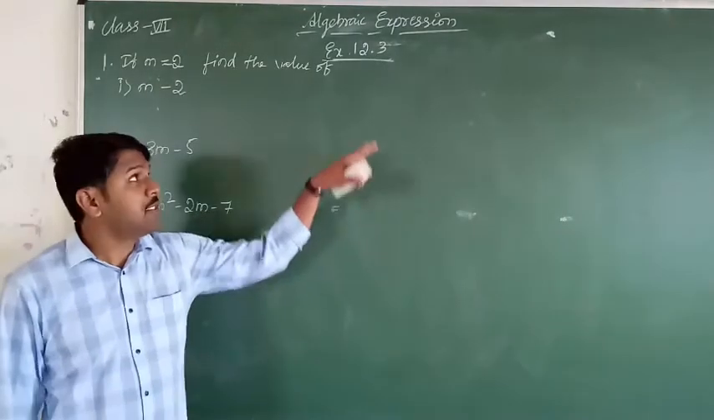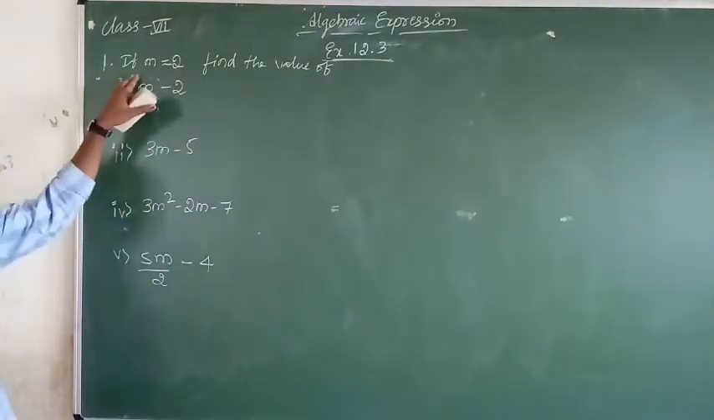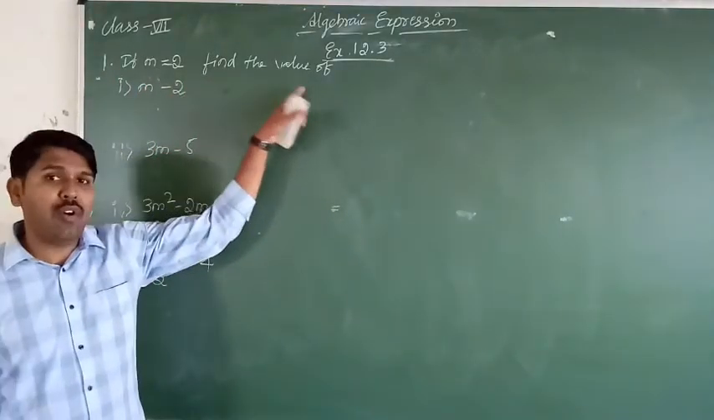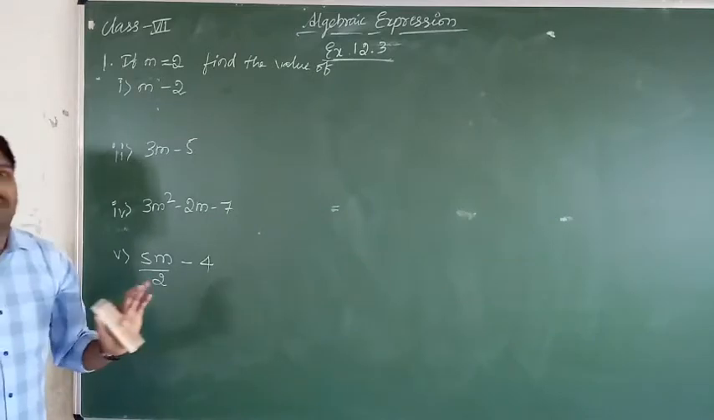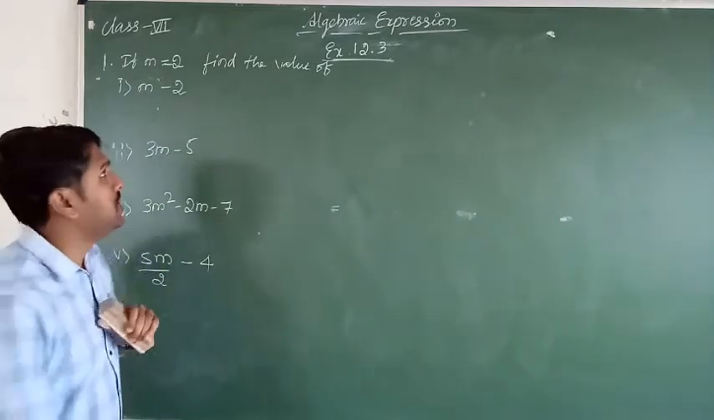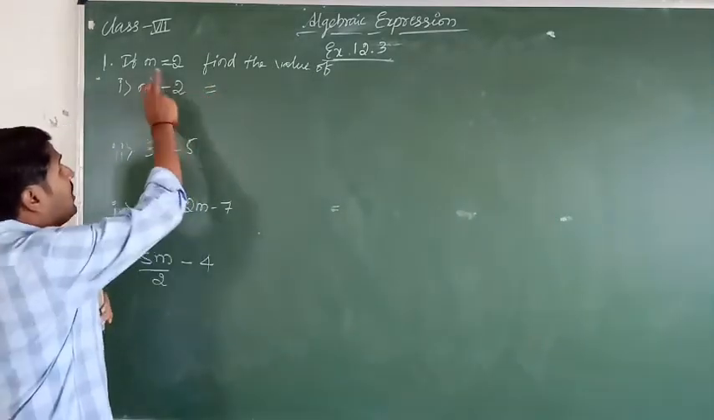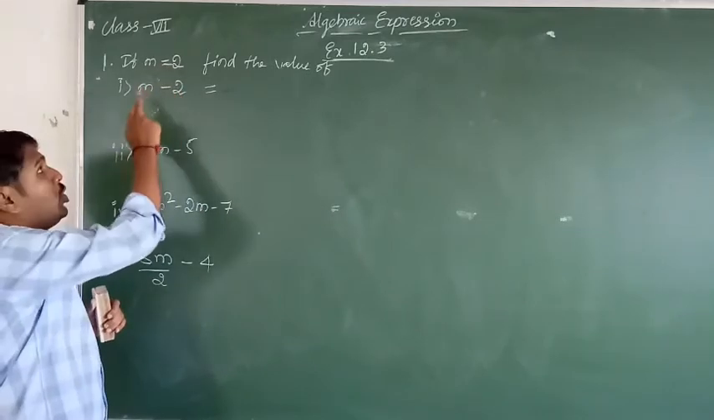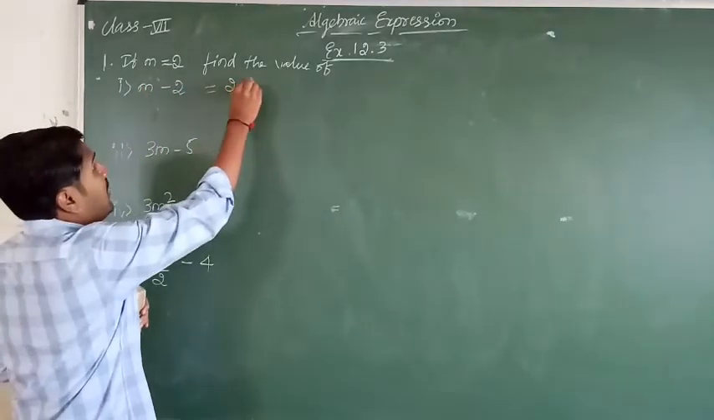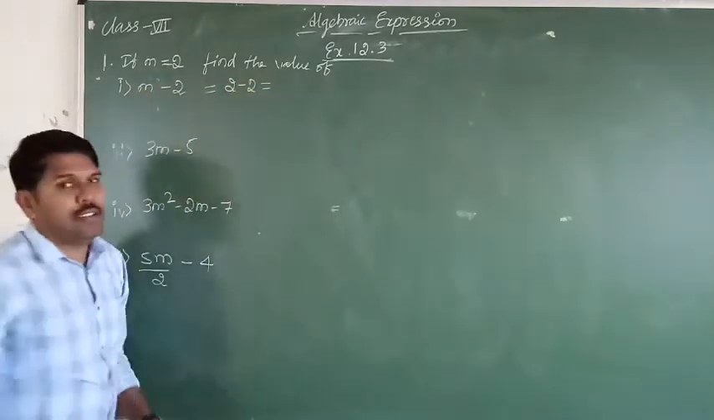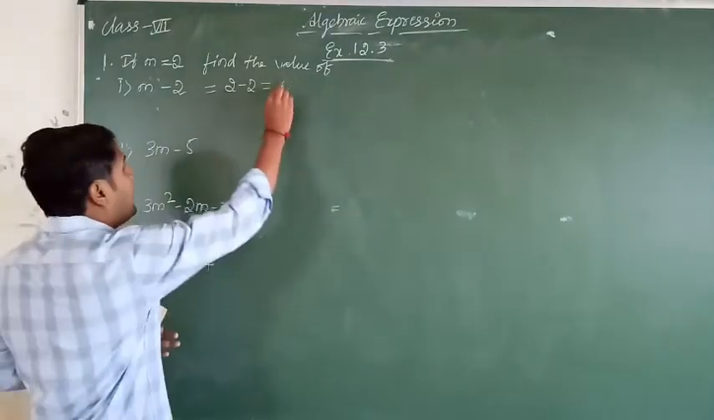Okay, let's go to exercise 4.3. First one, if m equals 2, find the value of the expressions. Total 5 questions are there. I have taken 4 questions. Okay, so solve this one. You should put the value of m equals 2. So put it: 2 minus 2. What will be the answer? 2 minus 2 gets cancelled. You will get the answer 0.